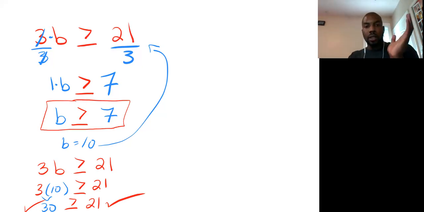All right, ladies and gentlemen, I hope that you understand that this is quite simple. Number 1, you learned today that if you divide or multiply in an inequality by a negative number, you need to flip the sign, flip the script. If you are multiplying or dividing by a positive number in an inequality, you leave it alone. And always make sure you test your answer.